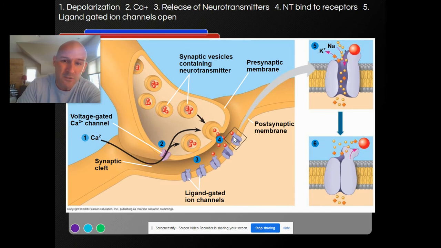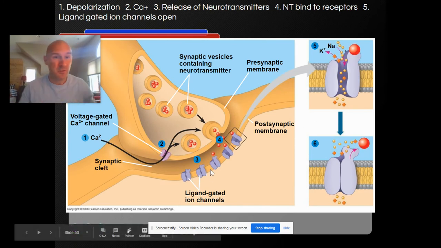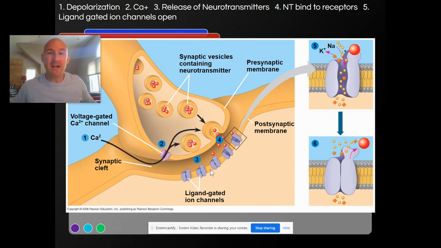Okay, so as soon as this happens, the neurotransmitters bind to the receptors of the ligand-gated ion channels. They open up and all the sodium and potassium starts rushing. As soon as the sodium and potassium start rushing, that's where the impulse starts to propagate throughout the entire neuron, and that next neuron's going to fire.